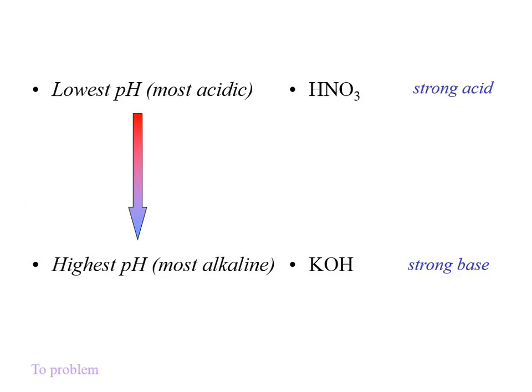So rearranging them, the lowest pH to the highest pH. Strong acid, strong base. In between, we have a couple of weak acids. That formic acid, HCOOH, that's formic acid. You would find the Ka on a table.